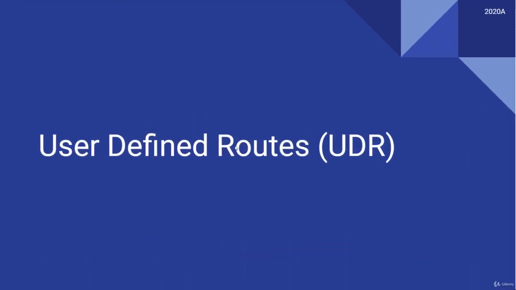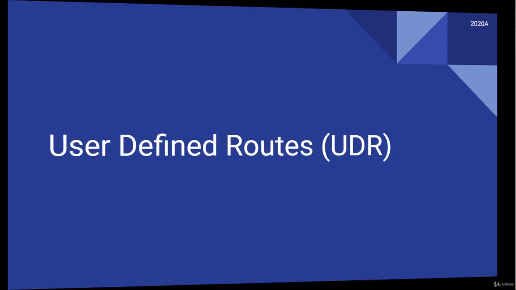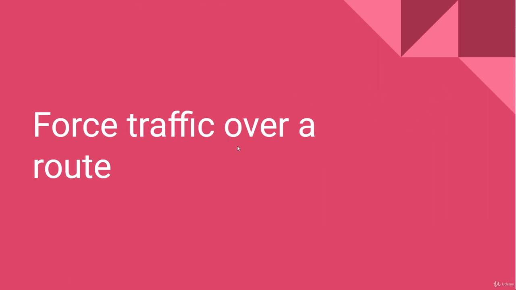Next up, let's talk about user-defined routes, or UDR. A user-defined route allows you to specify the exact path that some traffic needs to travel over your network. Now, an example of this might be a firewall.